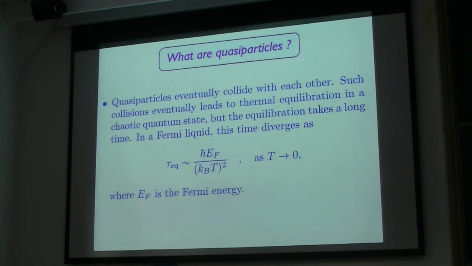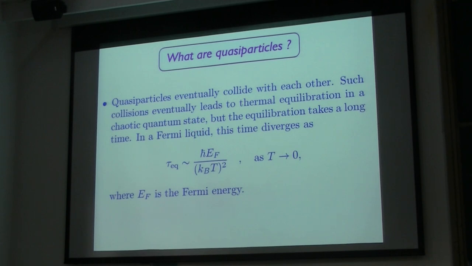And you can just compute the thermalization time using Fermi's golden rule, and what you find is that the time diverges as temperature goes to zero as 1 over temperature squared. And there's some energy squared that has to appear here, which depends on all the interactions and other parameters. Okay. So in a Fermi liquid, this time is very large as temperature goes to zero, it diverges as 1 over temperature squared. So that's another definition, but not yet precise.